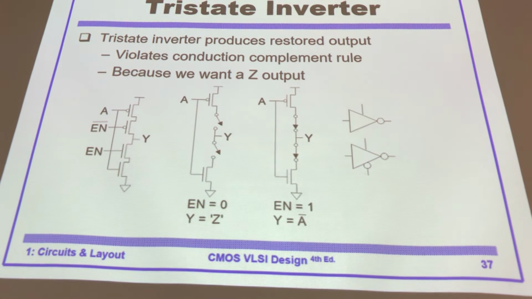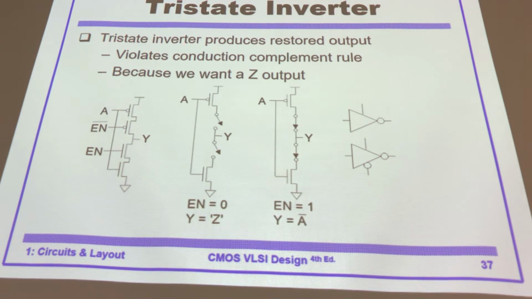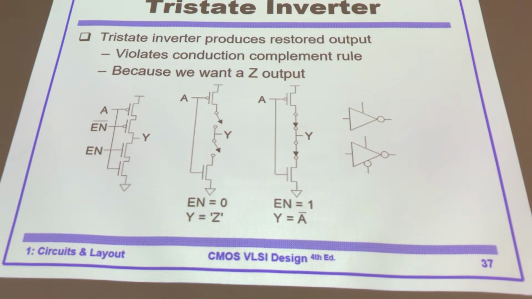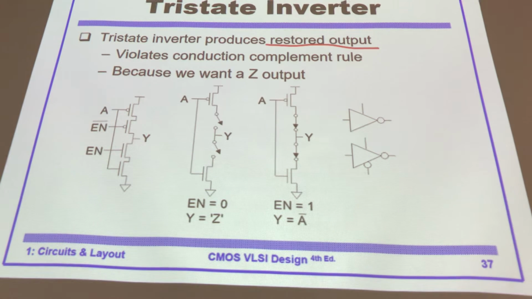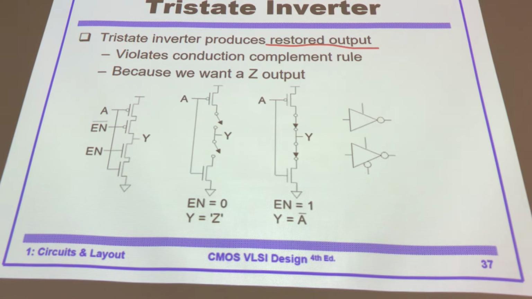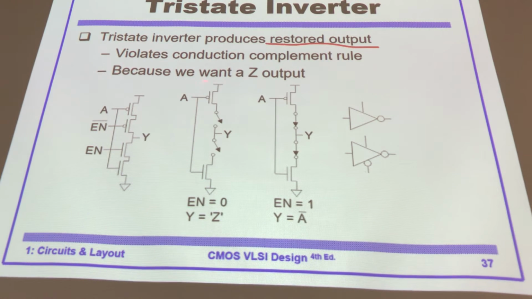we again design a tri-state switch, but it's an inverter, a tri-state inverter. A tri-state inverter produces a restored output. This is good. We like that. We like restored output, not like the transmission gate, which is non-restoring. But the structure, the organization, violates the conduction complement rule. So we could have a Z output. This is what we want.